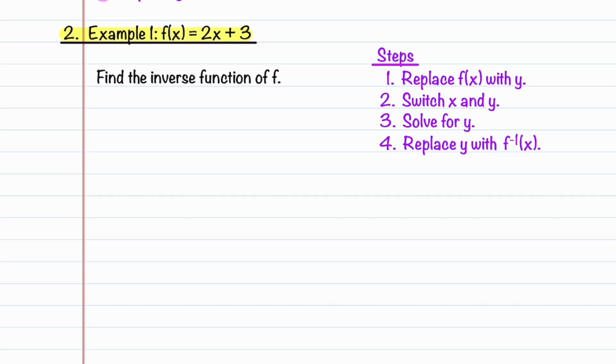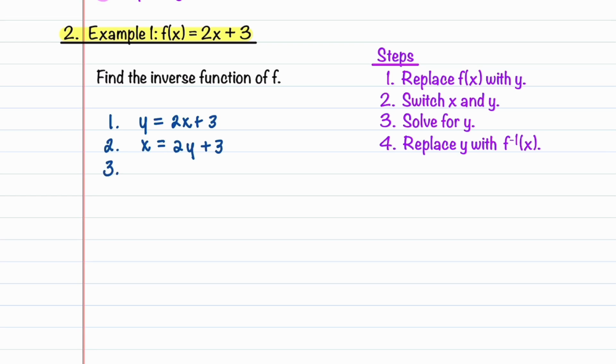Let's look at our first example problem. We're given f of x, and we want to find the inverse function of f. I went ahead and rewrote our steps on our right-hand side so that we can easily follow them. Let's begin with the first step that tells us to replace f of x with y. So instead of f of x, we're just going to write y is equal to 2x plus 3. Then our next step tells us that we are going to switch x and y. So wherever we have a y, we're going to write x, and wherever we have an x, we're going to write a y.